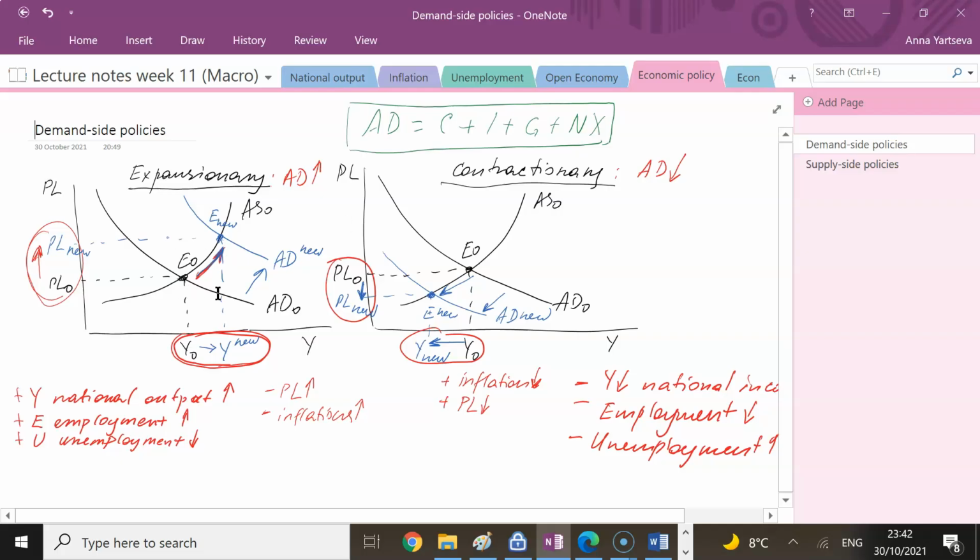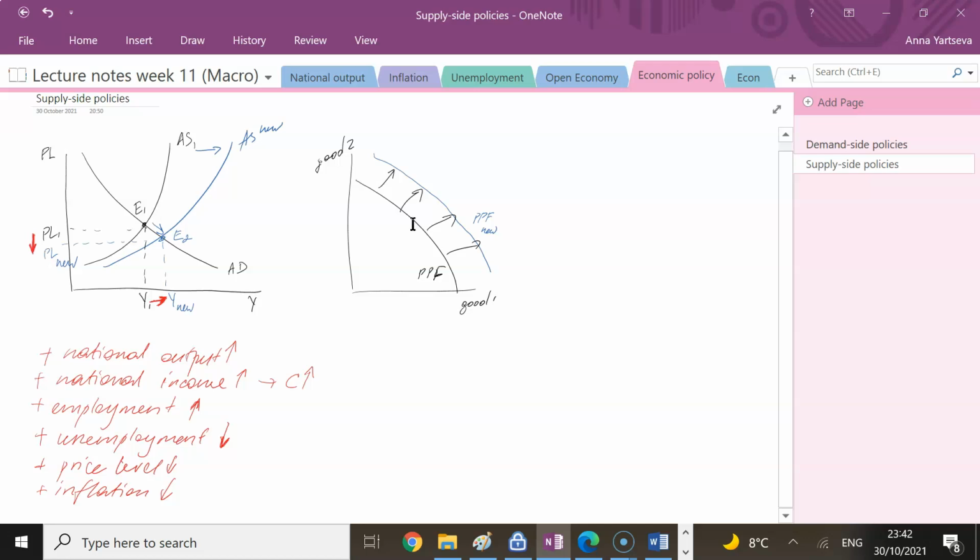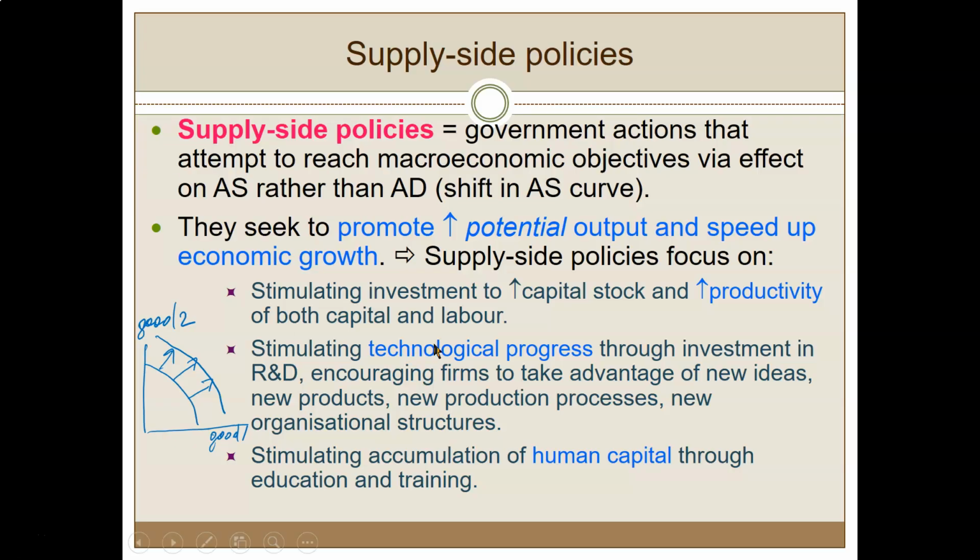Recall, demand-side policies are fiscal and monetary policies which will shift the aggregate demand curve up or down. Supply-side policies are policies aimed to increase the production potential of the economy. Supply-side policies do not involve monetary or fiscal measures. Instead, we are trying to stimulate other things. We are trying to increase productivity, encourage investment in capital stock, accumulate human capital, provide education, training, and so on.